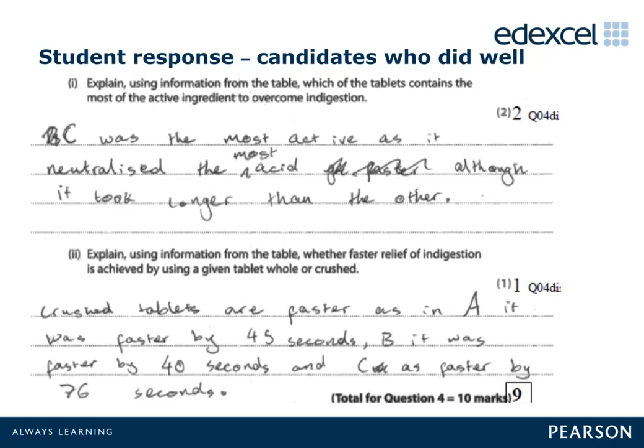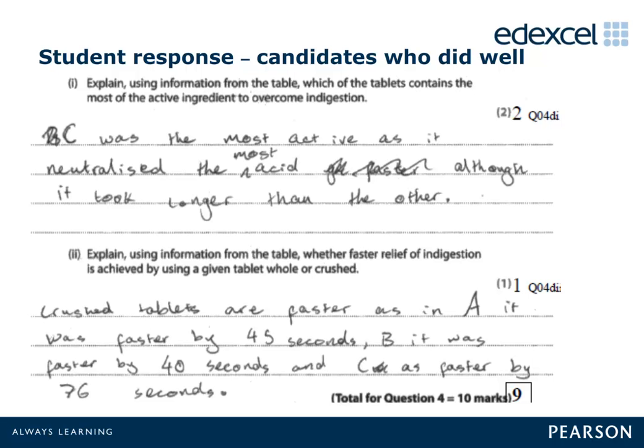In this question, candidates were given information about 3 different indigestion remedies, A, B, and C. In the first experiment, a whole indigestion tablet was added to excess hydrochloric acid, and the time for the tablet to react completely was recorded. This was repeated using a crushed tablet. In the second experiment, the volume of acid neutralized by each whole tablet was determined. This was repeated using a crushed tablet.